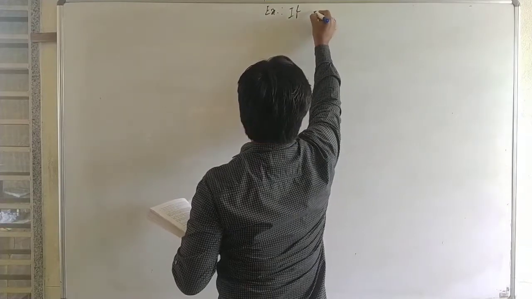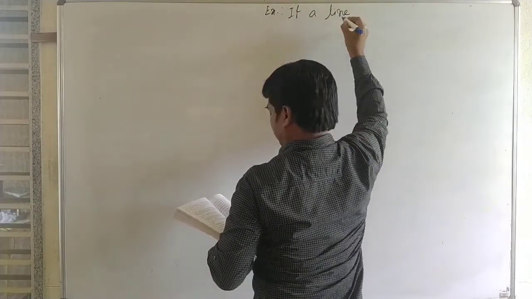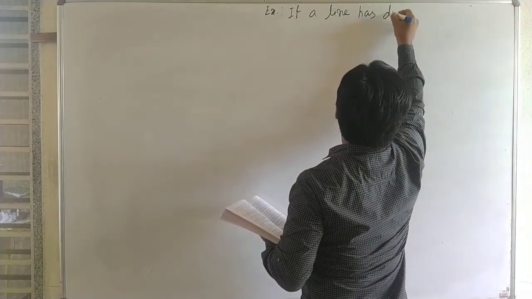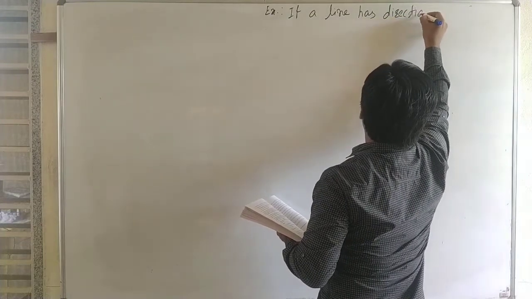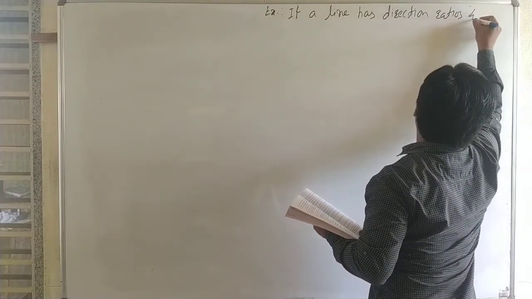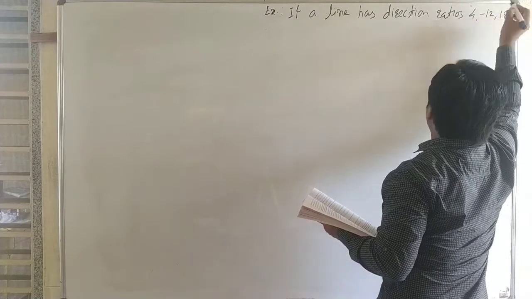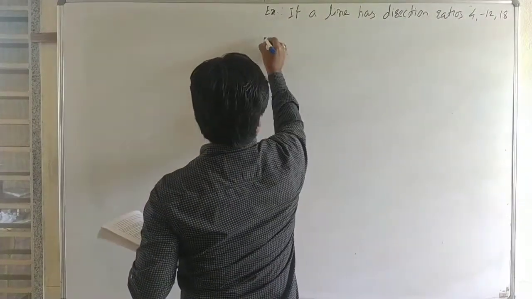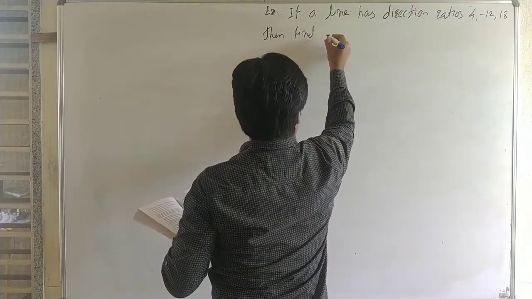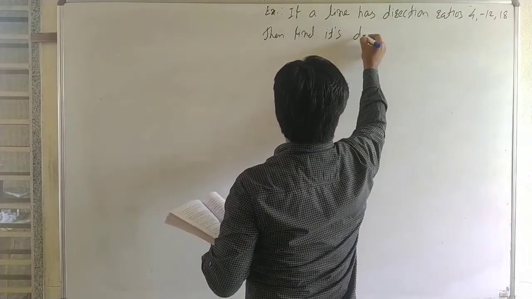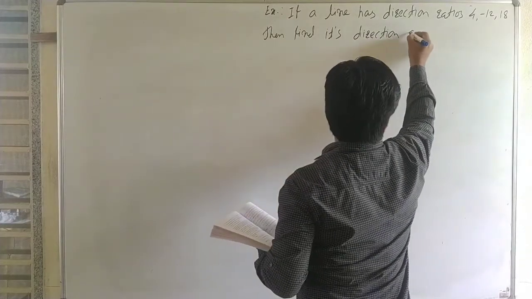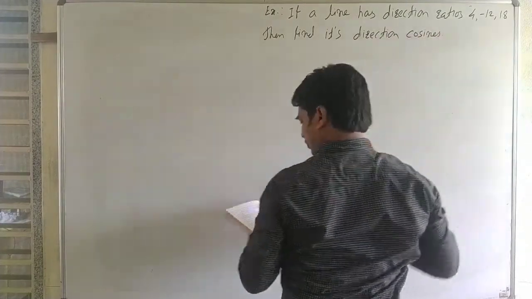If a line has direction ratios (4, -12 and 18), then find its direction cosines.